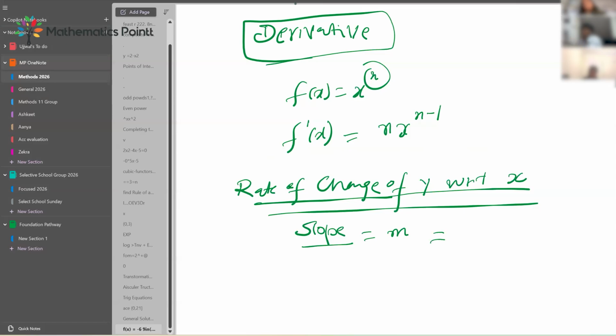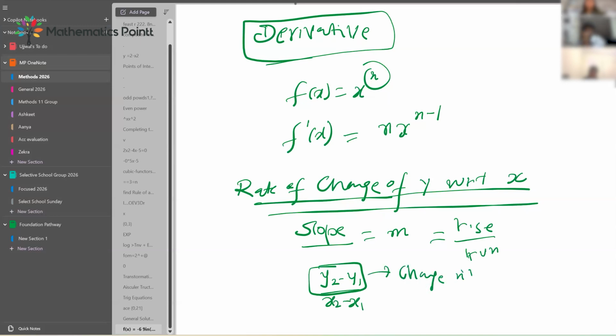It tells me rise over run, rise over run. What is rise? y2 take away y1 over x2 take away x1. What is y2 minus y1? Change in y. What is x2 minus x1? Change in x. How y is changing as x is changing is what the rate of change, or slope, is all about.